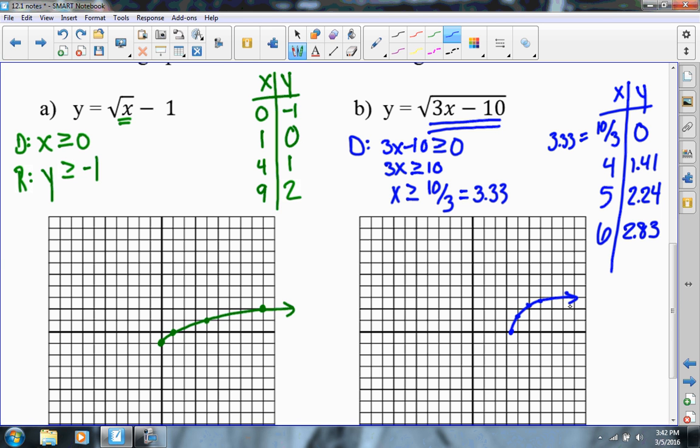And then remember that the last value I need to write down is my range. And again, I want to look at this first value for my y. So I know that the y values have to be 0. And then I look at my table of values. I look at all the other values after the 0, and they all get bigger.